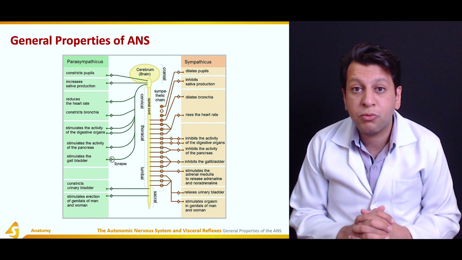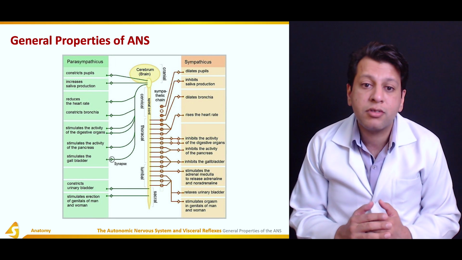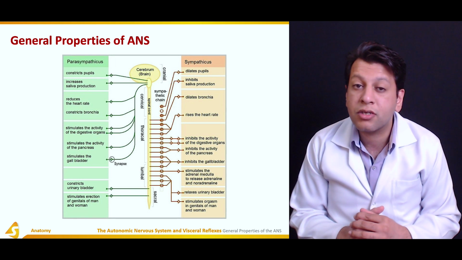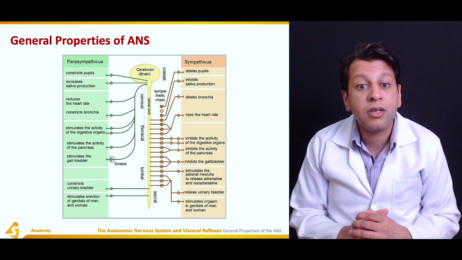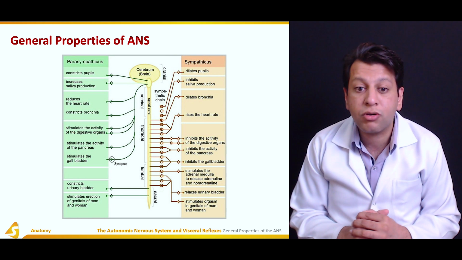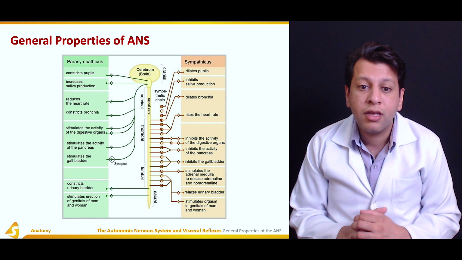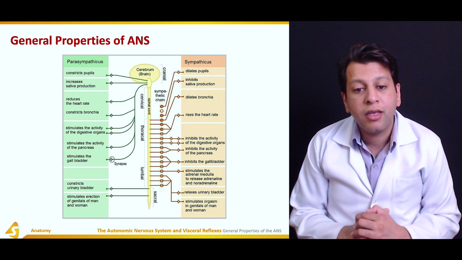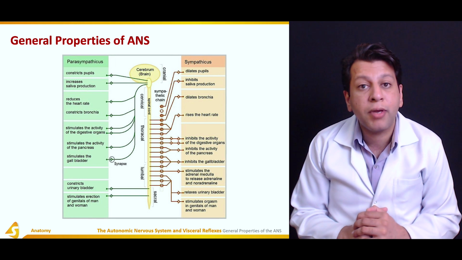So what do the parasympathetic and sympathetic nervous systems do? If you are talking about the pupils, both affect the pupils. Parasympathetic constricts the pupil, and sympathetic dilates the pupil. In the case of the parasympathetics, there is increased saliva production, they reduce heart rate, and constrict bronchi. They stimulate the activity of the digestive organs, the pancreas, and the gallbladder, and they constrict the urinary bladder. They stimulate erection in the genitals of men and women.